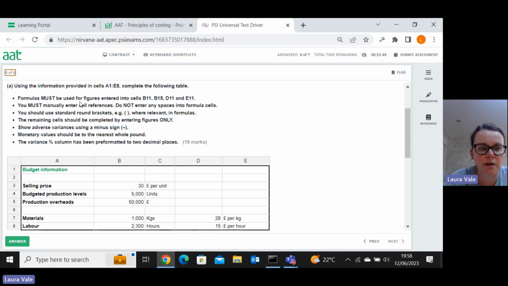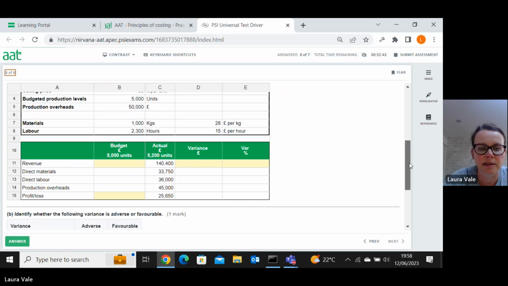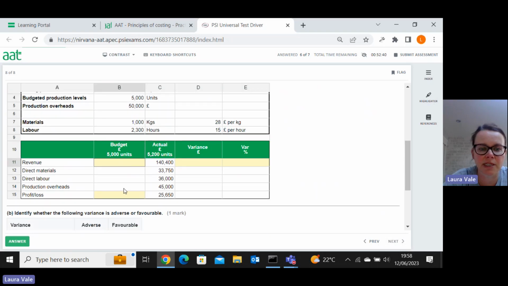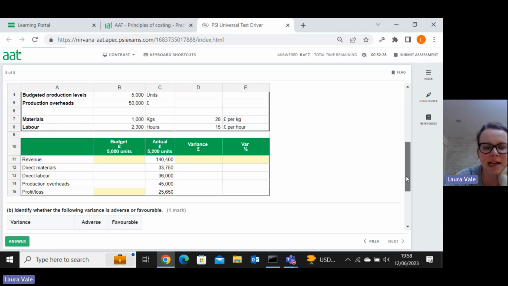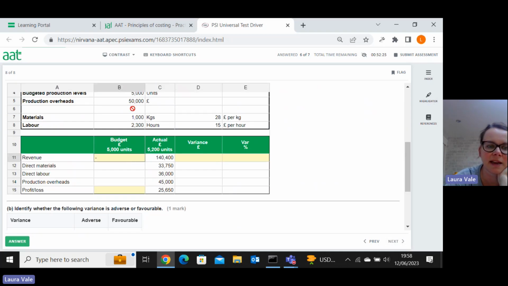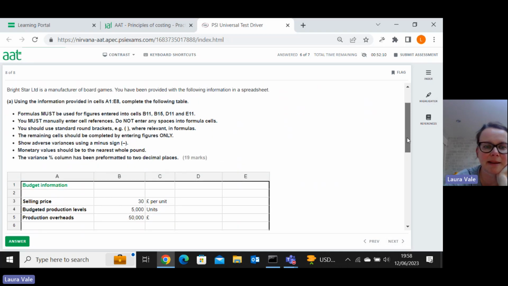Formulas must be used for figures entered into cells B11, B15R. So conveniently, the ones where they want formulas have been slightly shaded. You must manually enter cell references. So what that means is, unlike Excel, I can't go equals and then click on a cell. It's saying undefined. I've got to actually tell it what cell it's got to look at. That's what that means. Do not enter any spaces.